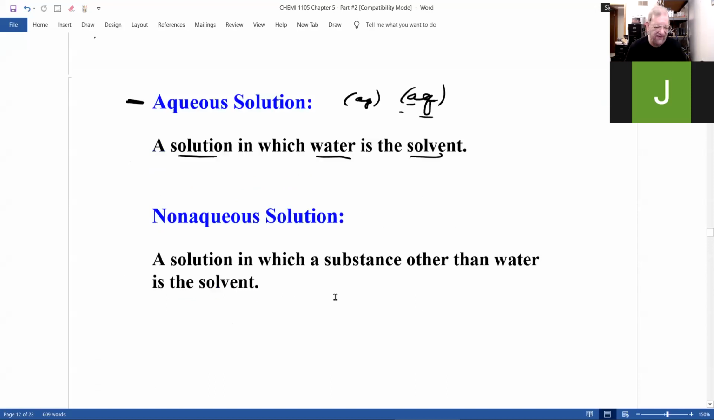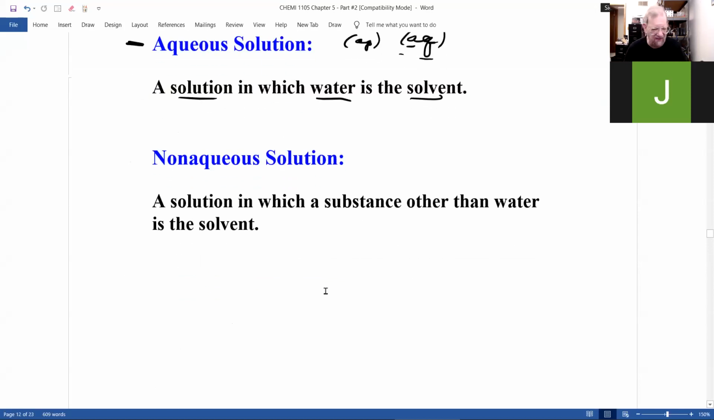And you should know aqueous solution, that's the solution designated by bracket AQ close bracket, in which water is the solvent. And non-aqueous, just for your own edification, I won't ask that ever on a test. I don't think I have, but you should still know it. It means the solvent in the solution is something other than water.